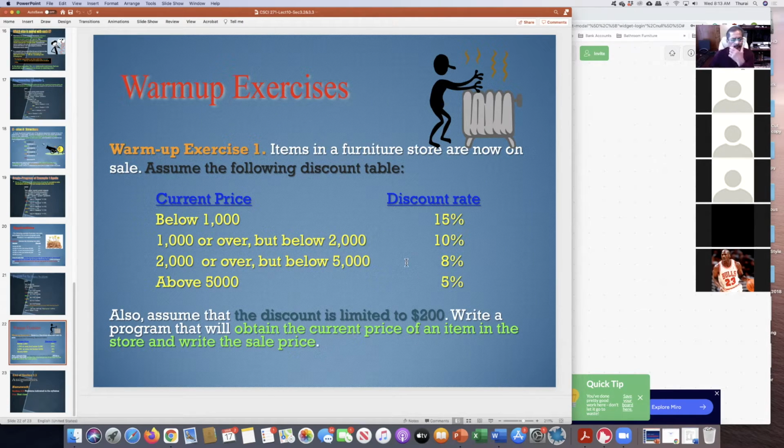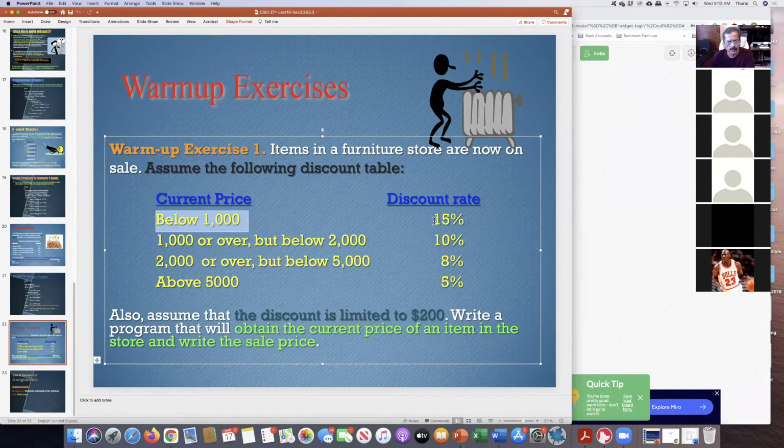All right, before you go further, let me explain something. It says the furniture is going to be discounted. If the current price is below 1,000, then it will be discounted by 15%. Okay, so then it says at the bottom, the discount is limited to 200. So what does that mean?